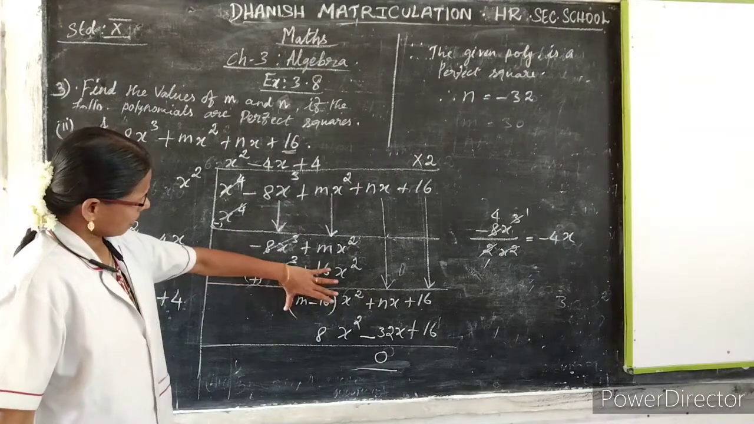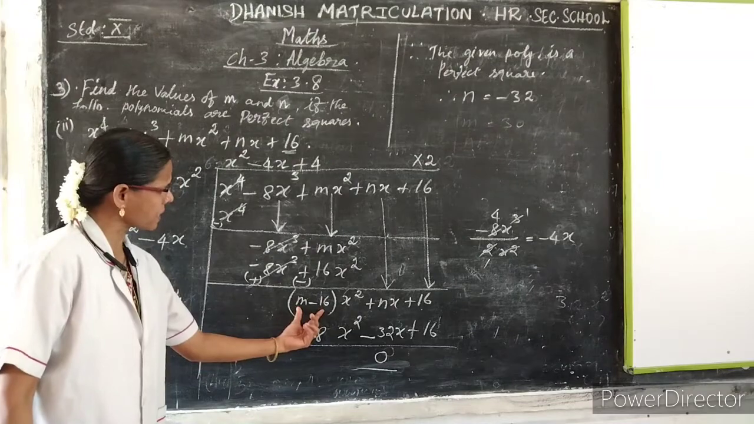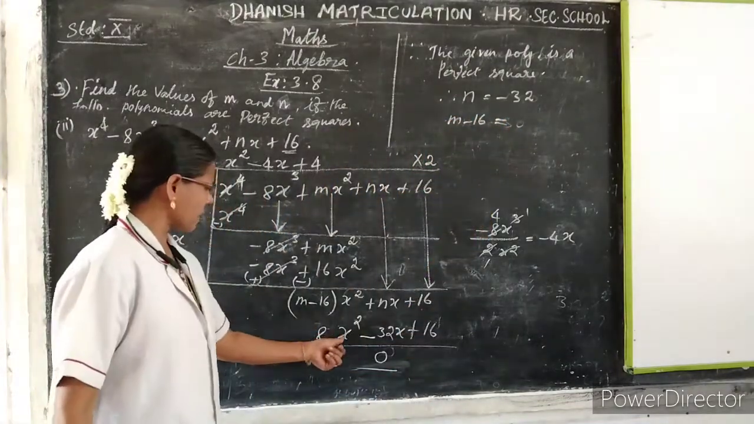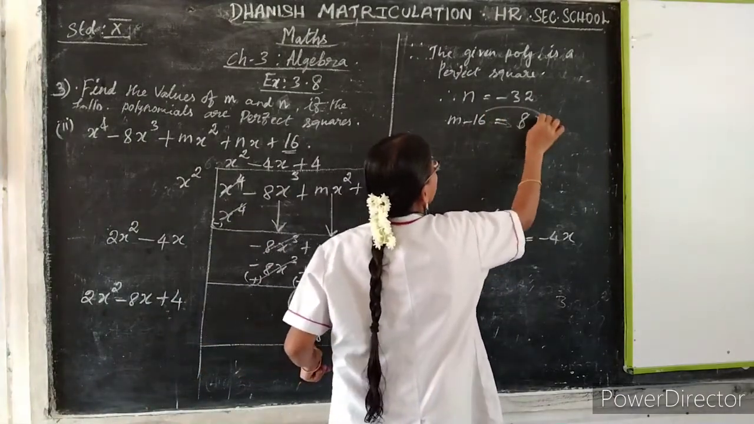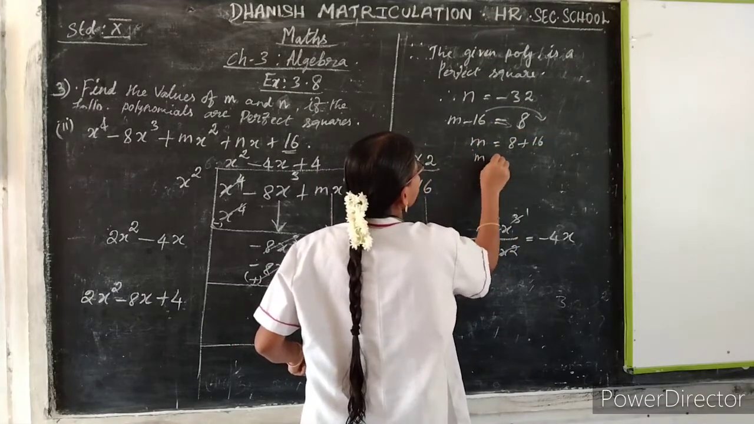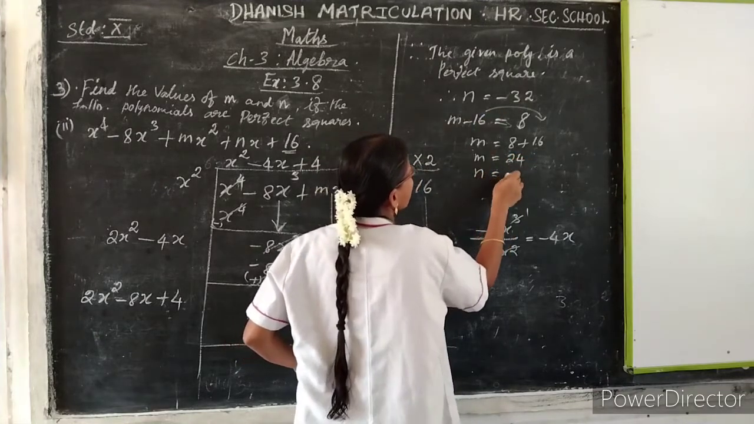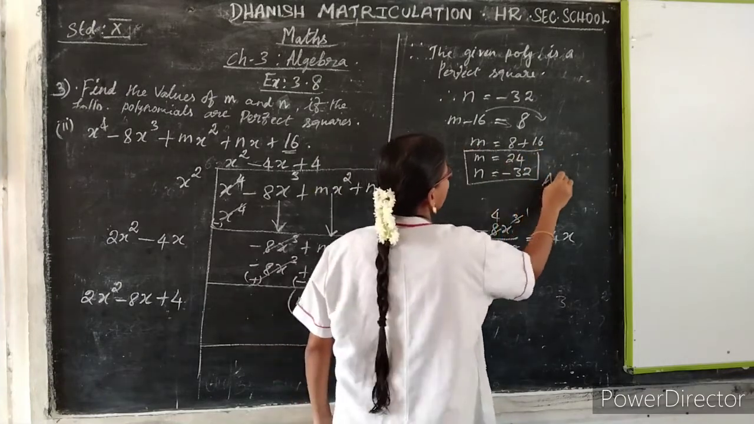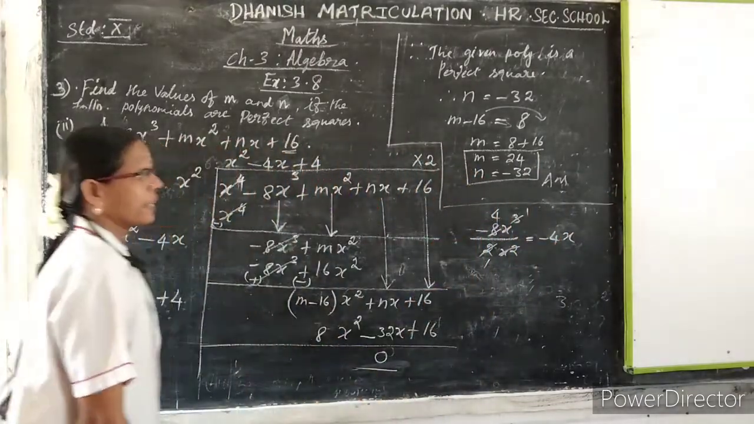How to find m? Here the coefficient of x square is m minus 16, which is equal to the coefficient of x square, 8 here. So transfer this minus 16 to that side. m is equal to 8 plus 16. Therefore m is equal to 24. Already we found n is minus 32. These are our required values of m and n.